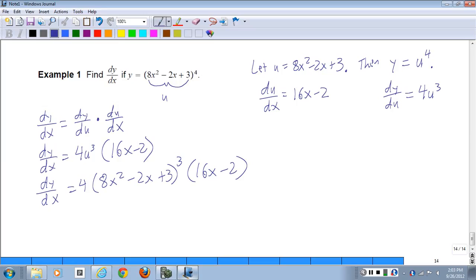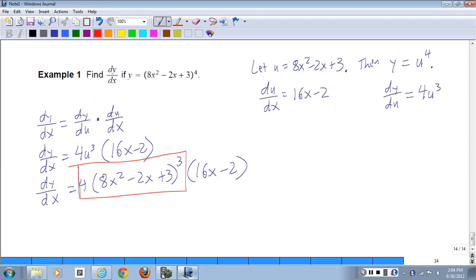Now, the thing I should point out here: if we didn't know about the chain rule and were just looking at this expression, we might think power rule, because what we have is an expression raised to a power. We've got (8x squared minus 2x plus 3) to the fourth power. And it would seem like we just use the power rule. Take that 4, bring it out in front, reduce the exponent by 1, and if we did that, we would get this. That's what we'd get.